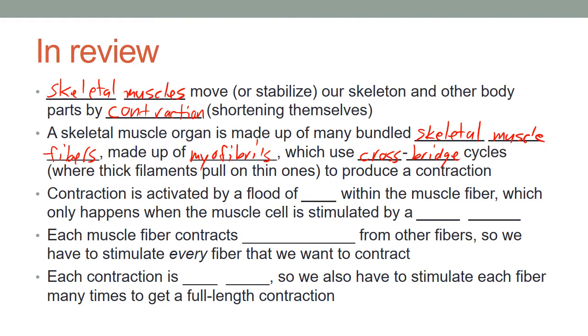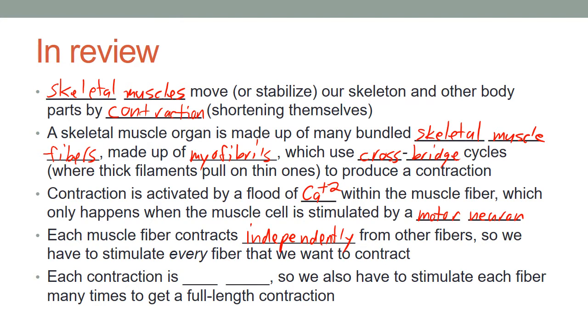Contraction is activated by a flood of calcium ions within the muscle fiber, which only happens when the muscle cell is stimulated by a motor neuron. Each muscle fiber contracts independently from all of the others. So we have to stimulate every single fiber that we want to contract.